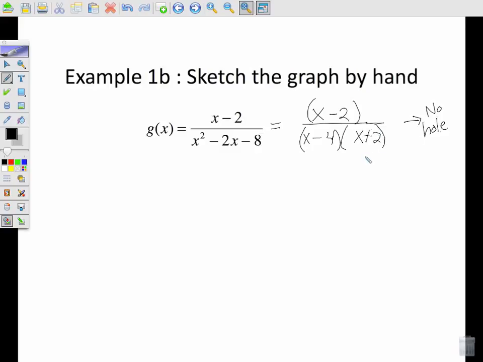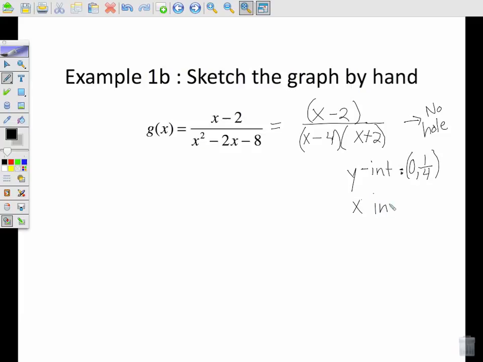Just because we factor doesn't mean there's a hole. You would have to be able to simplify this. All right, I'm going to go ahead and look at my y-intercept. My y-intercept, I'm actually going to go back to the original because you're just going to let x equal 0. So if x is equal to 0, our result would be -2 over -8, which is 1/4. Y-intercept 0, 1/4. And I do that by putting 0 in for all x's, and you're only left with -2/-8.